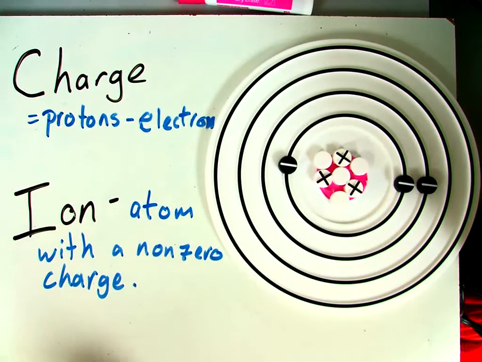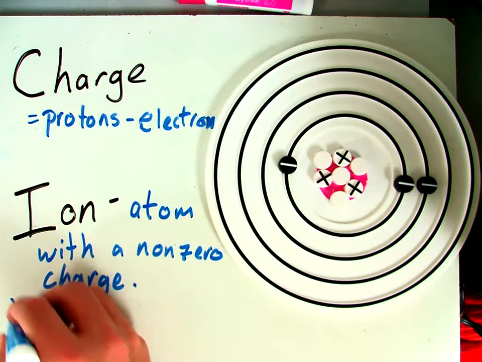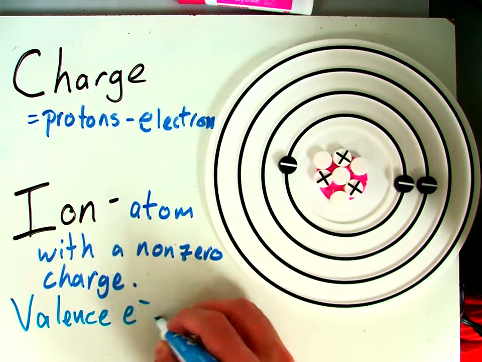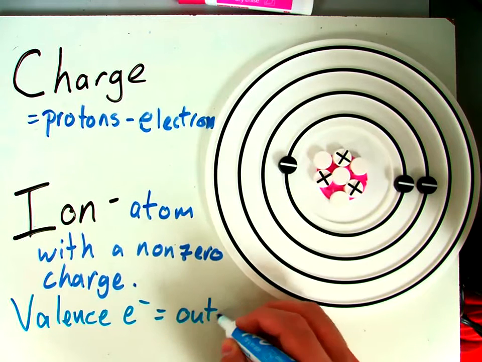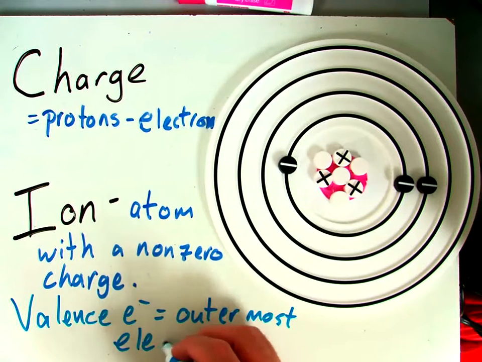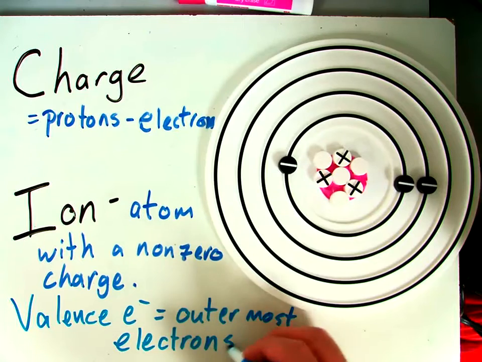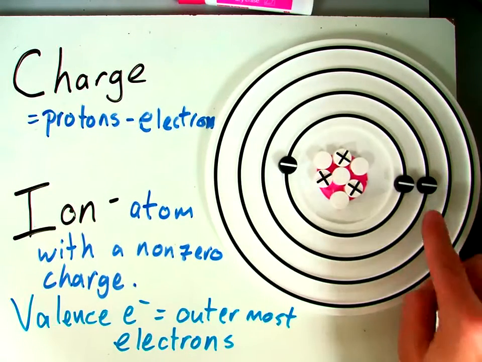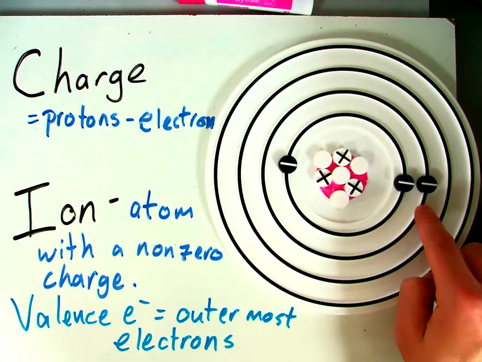So right now, if we take a look at valence electrons, the valence electrons are the outermost electrons. If I take a look at my lithium atom here, lithium is going to have one valence electron.